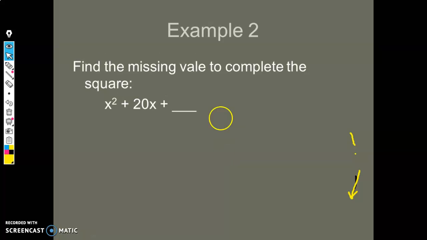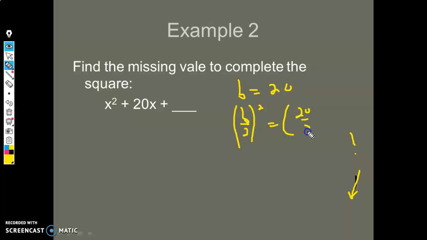First, let's just try to create what number you would add here to complete the square. In order to complete the square here, you have to find b. So b is equal to 20. You take b over 2 and square it to complete the square. So that's just 20 divided by 2 squared, which is 10 squared. That is equal to 100. So to complete the square here, what you would add is 100.